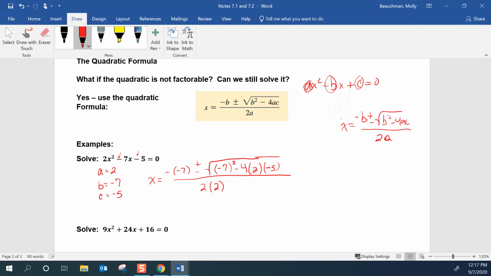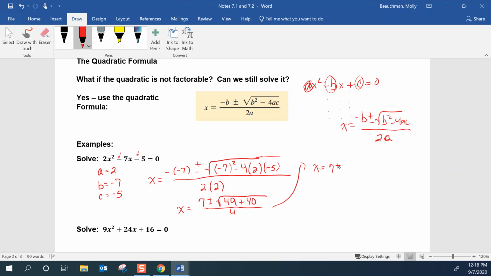Now we can simplify, and this is going to take a few steps. Negative negative is a positive 7, plus or minus the square root. Now we're going to simplify the inside of the square root. Negative 7 squared means negative 7 times negative 7, which is a positive 49. So that term will always result in a positive number. Now we have negative 4 times positive 2 times negative 5, which ends up being a positive 40. All over 2 times 2, which is 4. Next step.